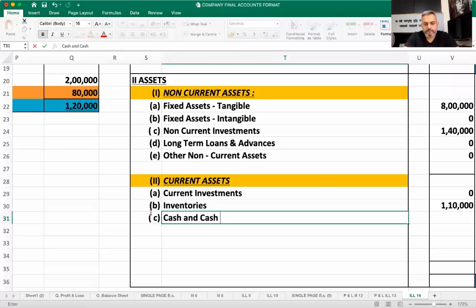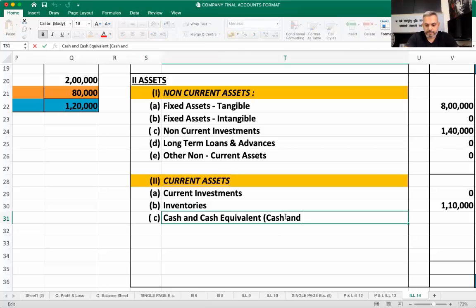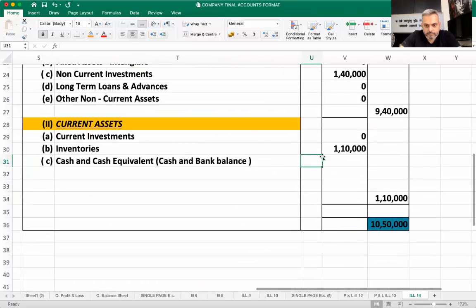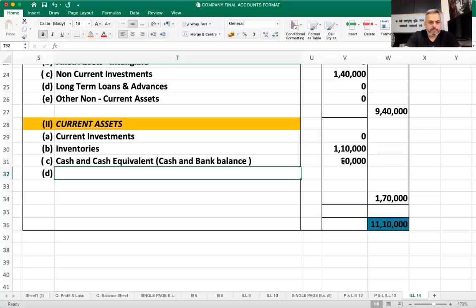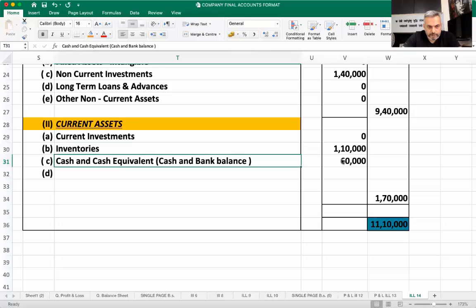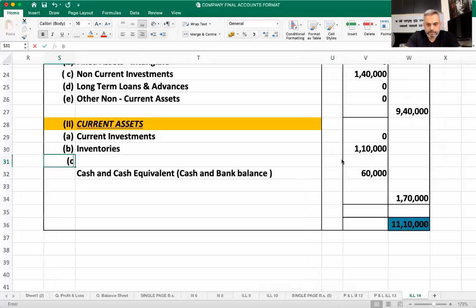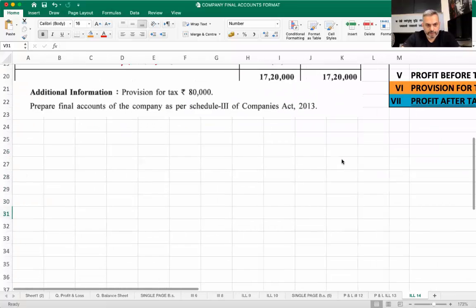Cash and cash equivalent, which is cash and bank balance. So cash and bank balance 60,000. I'm sorry. After inventory, you will have trade receivables. So we also have trade receivables over here.